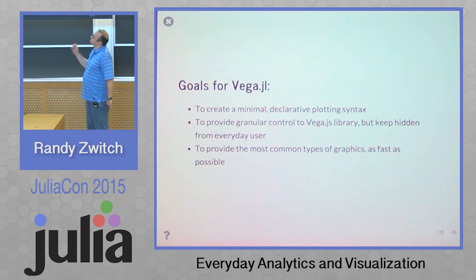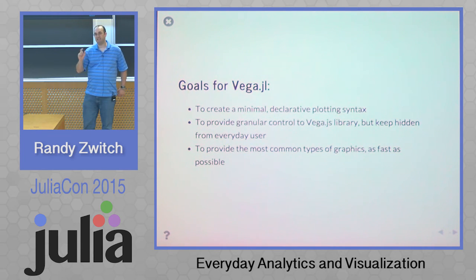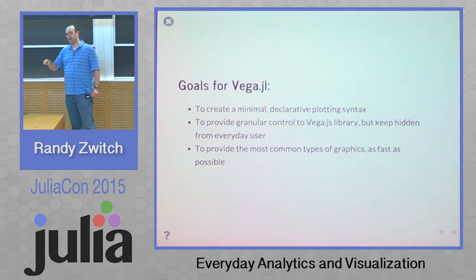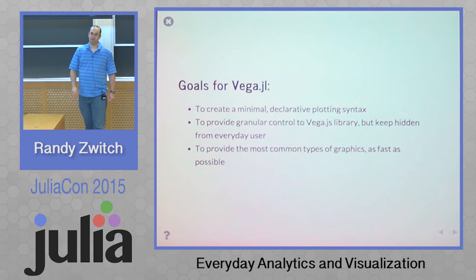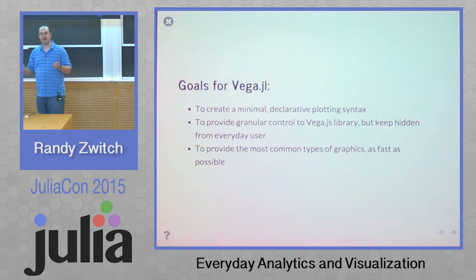But the second point is that because you're mutating the object each time, you can actually go inside of the Vega type that's defined and change any of the properties you wanted to. So if you really wanted to go through the documentation, and by the documentation I mean the Vega documentation, not the Julia documentation, and you wanted to change one property, you can actually do that. But in general, what I'm trying to do is just provide the most common types of graphics and be able to get there as fast as possible.